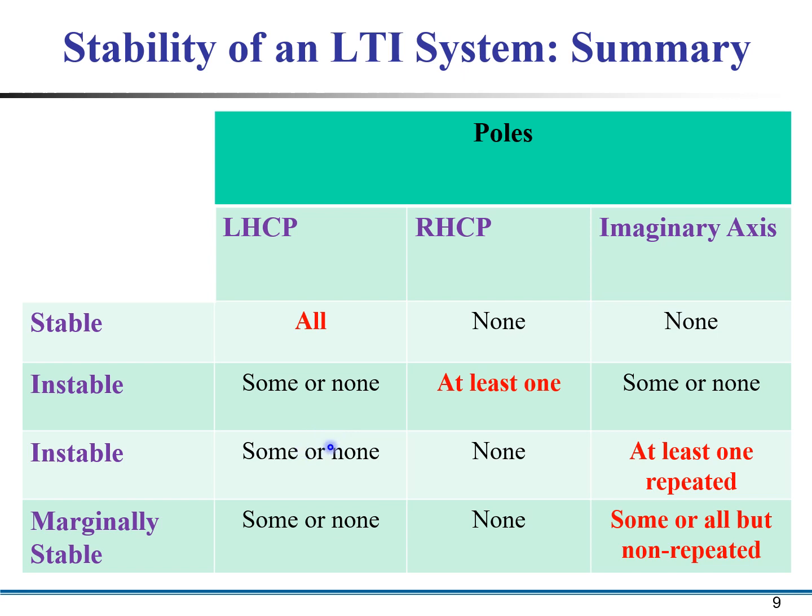A system is marginally stable if there is no pole in the right half S plane. There can be some poles in the left half S plane, but there can be non-repeated poles on the imaginary axis. Non-repeated poles on the imaginary axis.